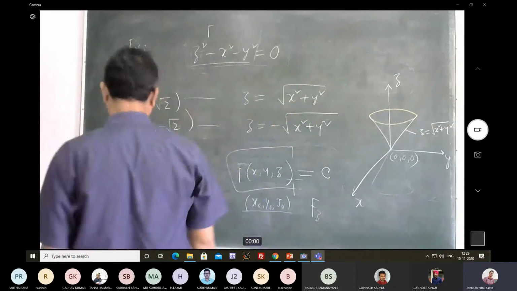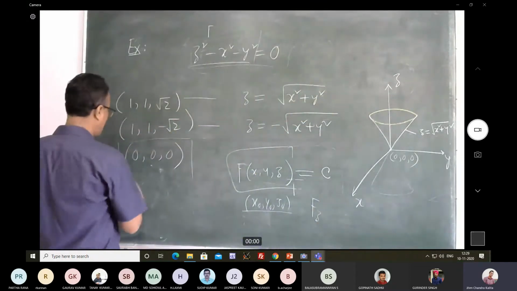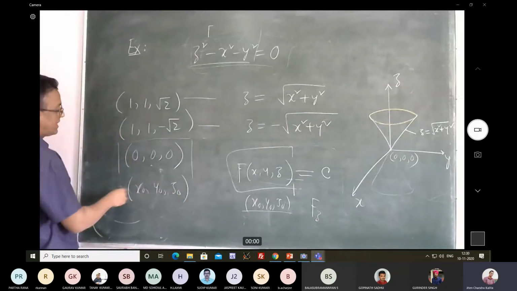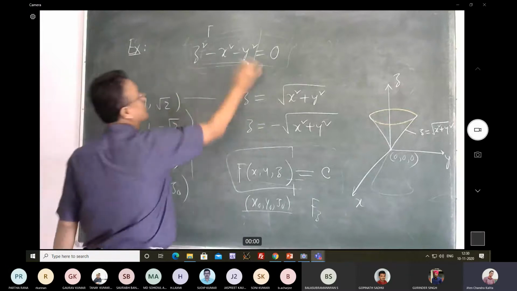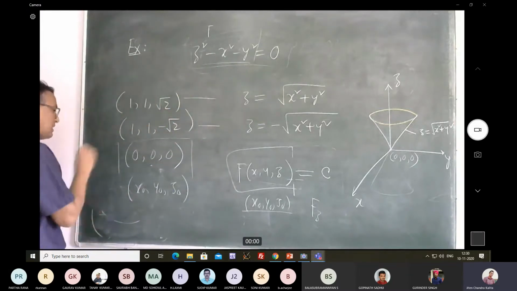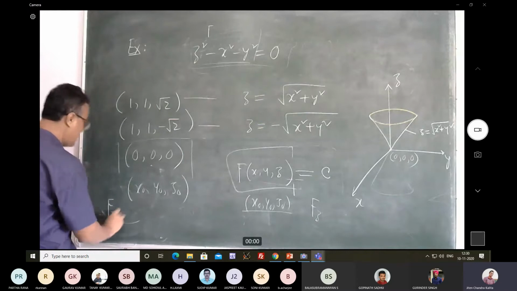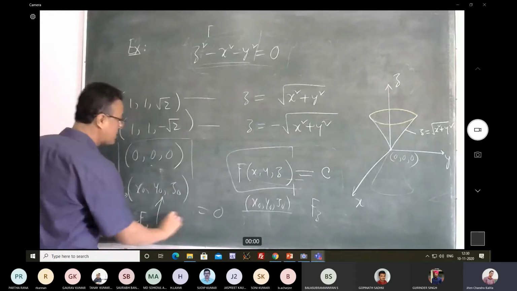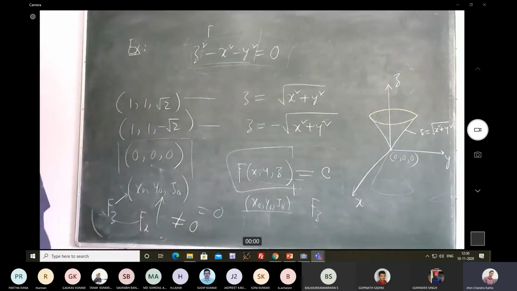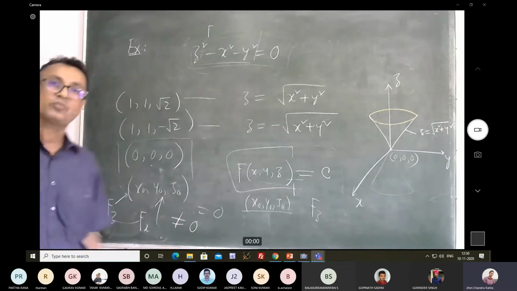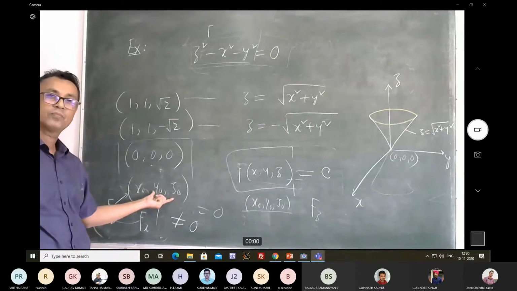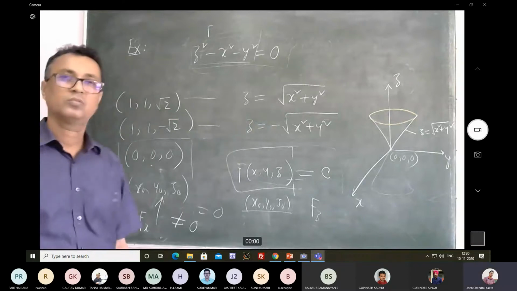But suppose I had something like a point (x naught, y naught, z naught). Suppose at this point this equation is satisfied, and suppose your f_z at this point is equal to 0, but f_x at this point is not equal to 0. Then can I express x in terms of y and z in the neighborhood of this point? Yes or no?